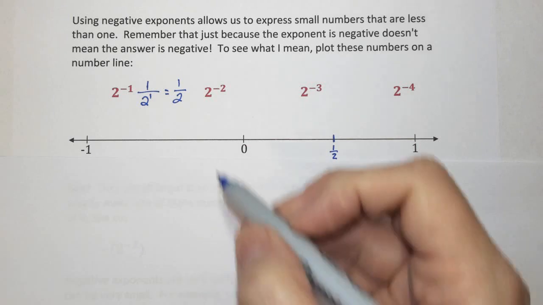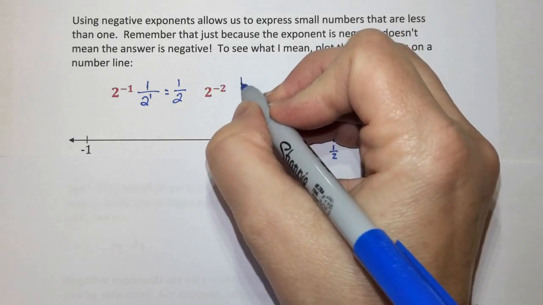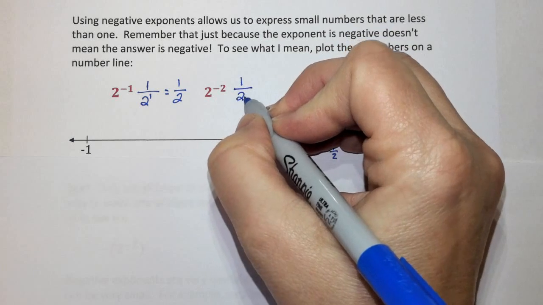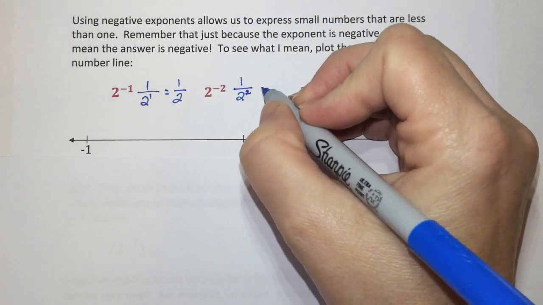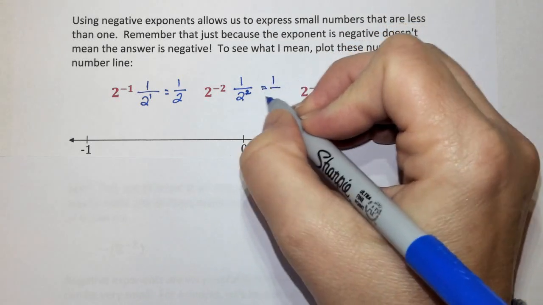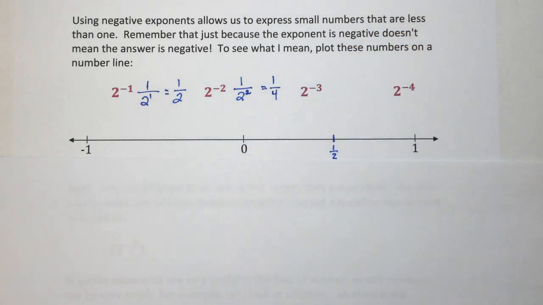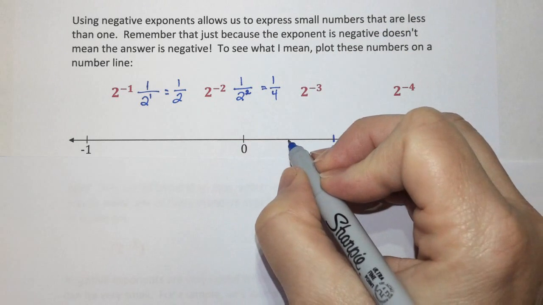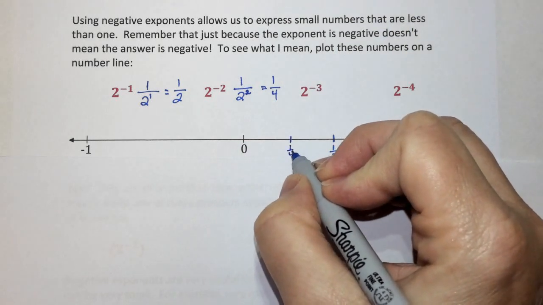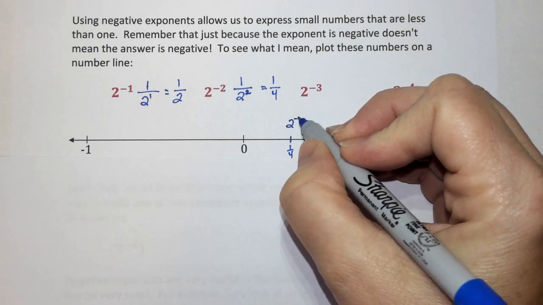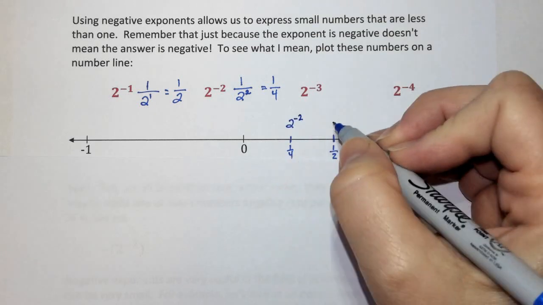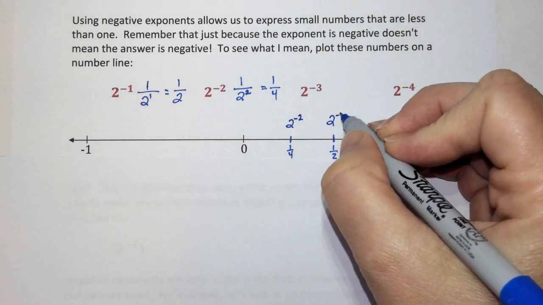And my next one is 2 to the negative 2. 1 over 2, lose the negative sign, to the power of 2. Would be 2 times 2 is 4. So this one can be plotted at 1/4. And let's go ahead and keep the negative ones above it, just so we can get a good look.